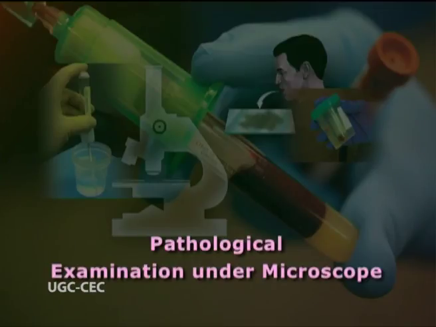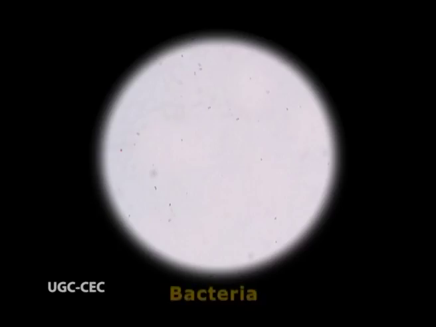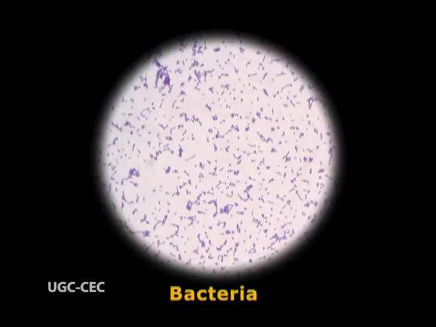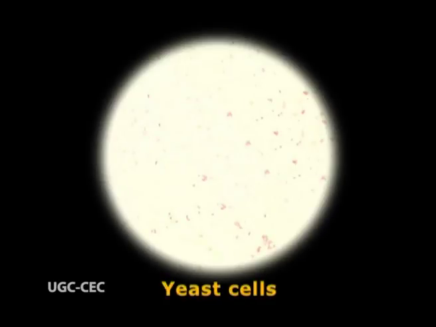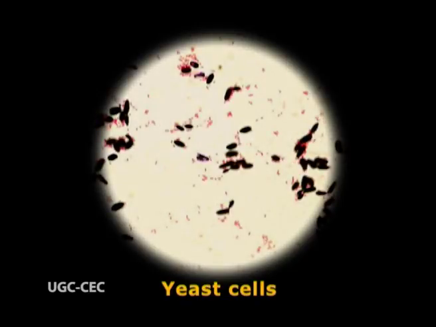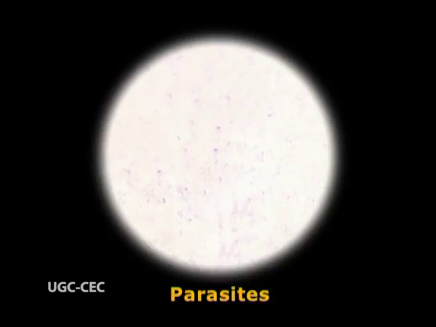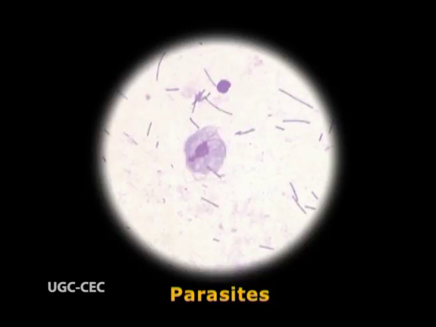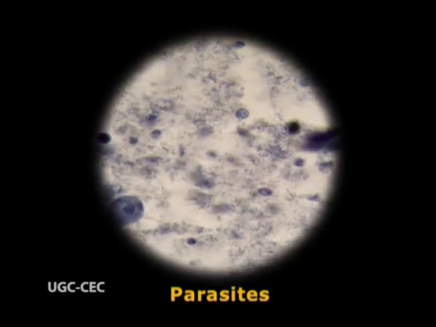Pathological examination under microscope. Bacteria are normally absent. If present, they may indicate infection. Yeast cells are normally absent, but may be present in acidic urine containing sugar. Parasites are normally absent. If present, they may be Trichomonas vaginalis from the vagina or Trichomonas hominis from the rectum.